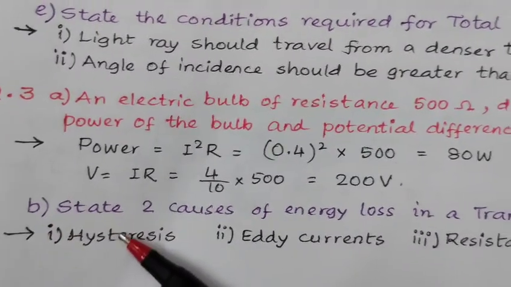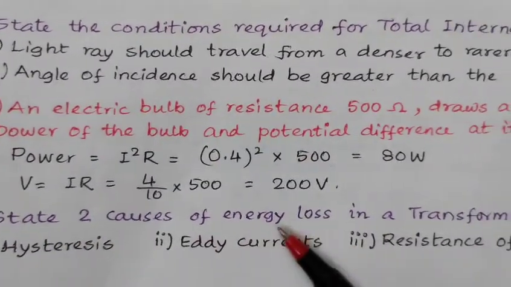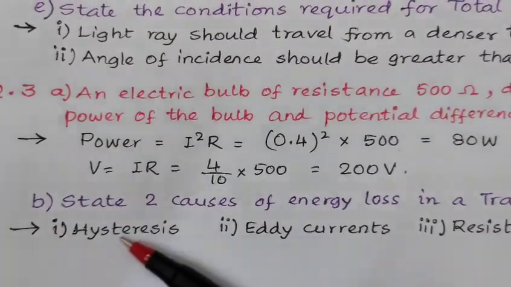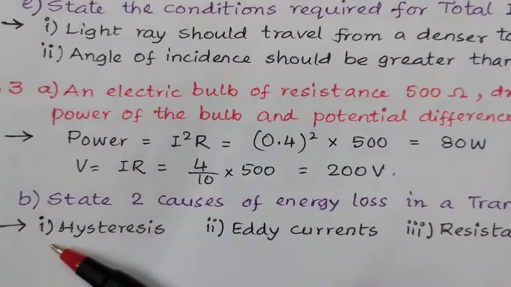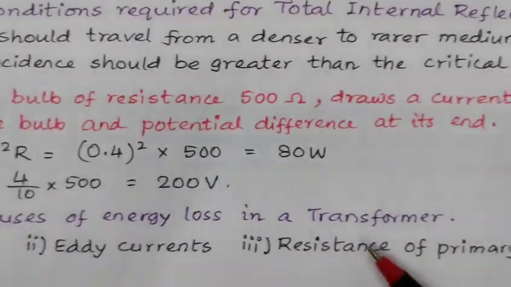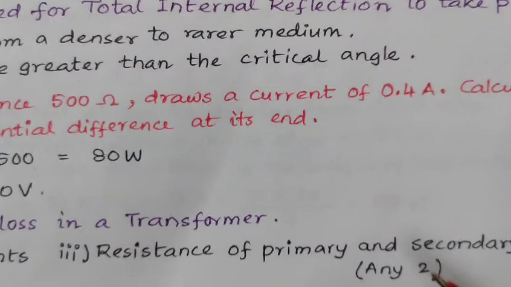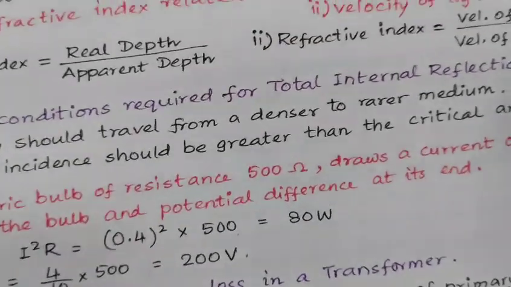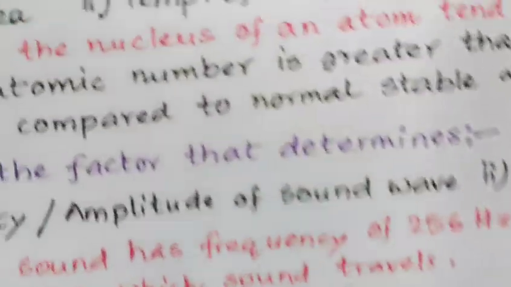B. State 2 causes of energy loss in a transformer. Here we have given 3 points. One is hysteresis loss, another is eddy current loss, the third is resistance of the primary and or secondary coils. You have to write any 2 from here. So coming to the next question.